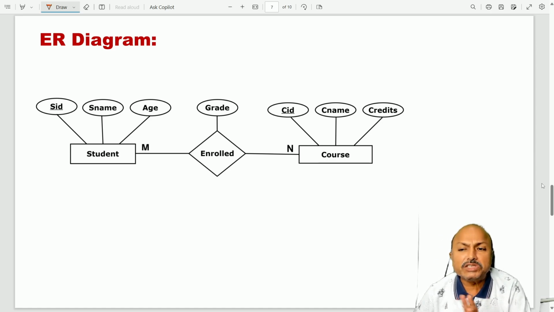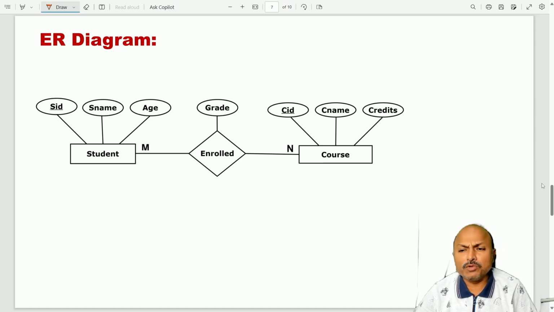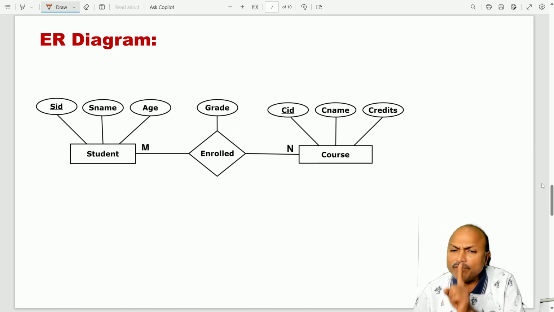It's better to consider these 2 only, student and course, as one part of the ER diagram. So many students enroll into many courses. If you consider one student, he is going to choose many courses. If you consider one course, that is opted by many students. So that is many to many. Many to many is represented like M to N, so both sides many.